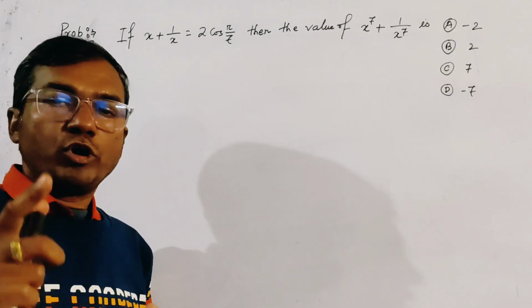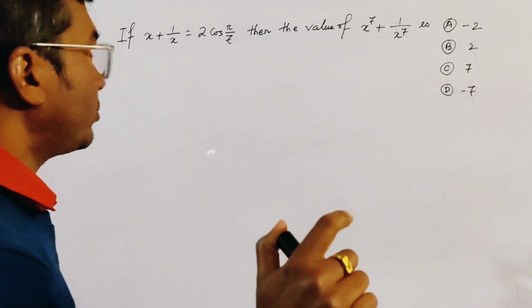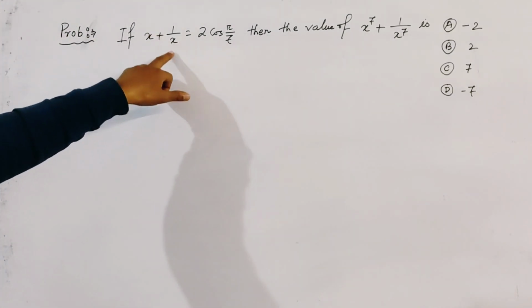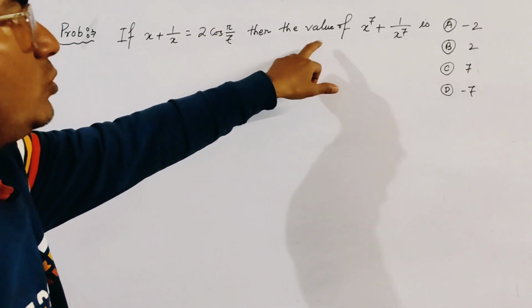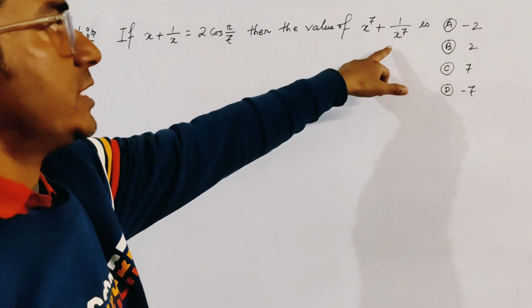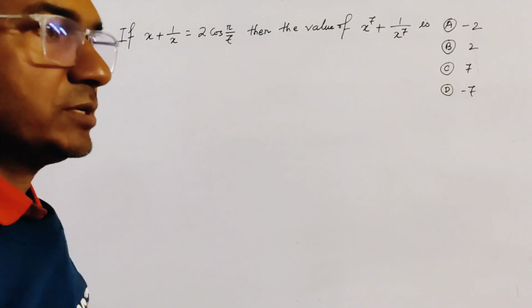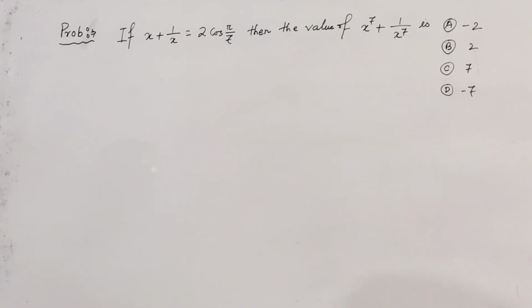A problem from complex numbers: if x plus 1 by x is equal to 2 cos pi by 7, then the value of x to the power 7 plus 1 by x to the power 7 is given by four options. We have to find out the correct option.